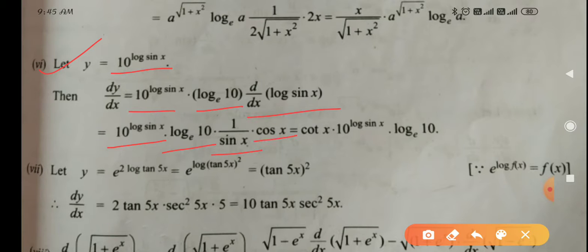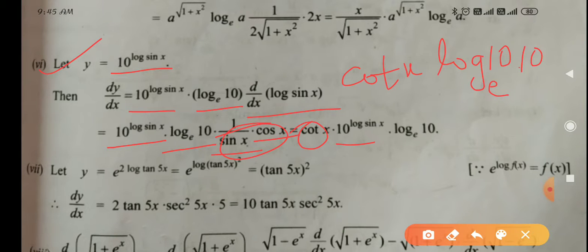And now differentiation of sin x is cos x. So cos upon sin is cot x. So cot x log 10 to the base e into 10 to the power log sin x. They are giving cot x 10 to the power log sin x into log 10 to the base e. Log 10 to the base e you can write like this also, you can write cot x log 10 to the base e into 10 to the power log sin x. Like this also you can write.